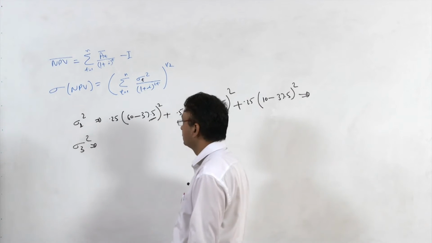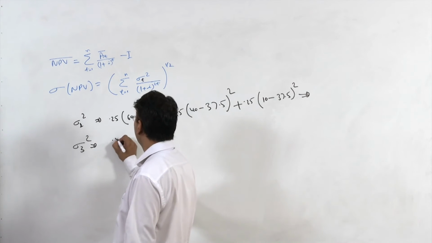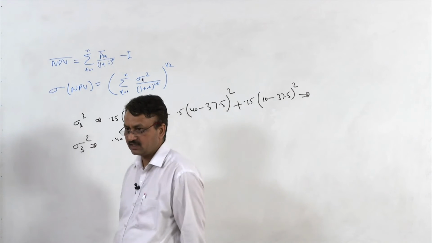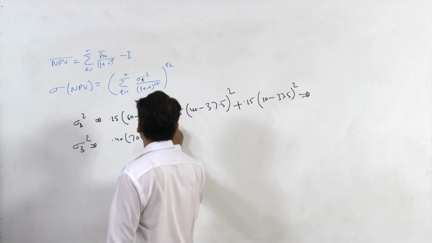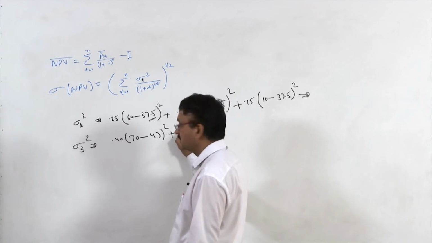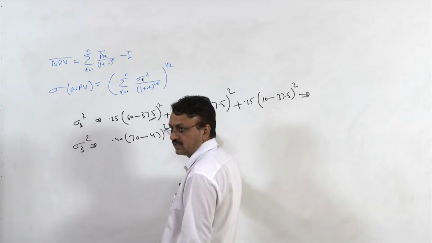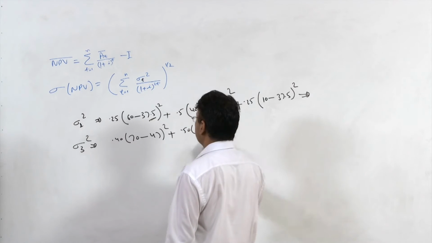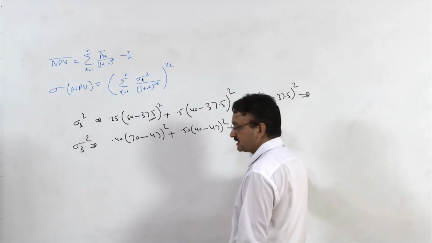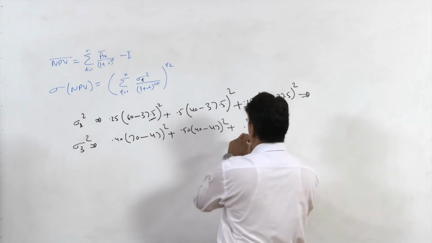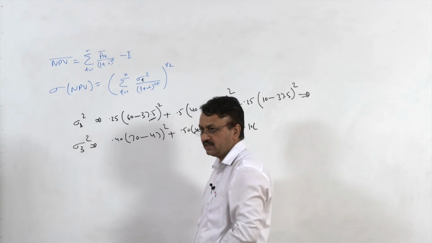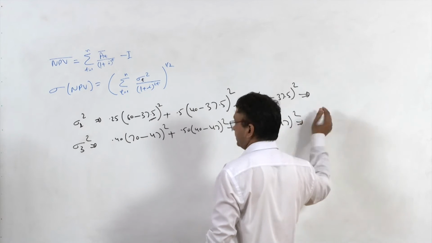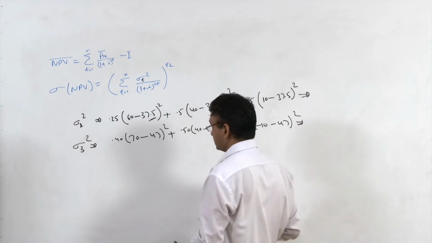For third year, first probability is 0.4, then net cash flow is 70, expected cash flow is 47 lakh, whole square, plus probability 0.50, expected cash flow 40 minus 47 whole square, plus 0.10, because this probability sum should be 1. So, for third year it is minus 10 minus 47 whole square, you will get some answer. We will calculate these answers as well.